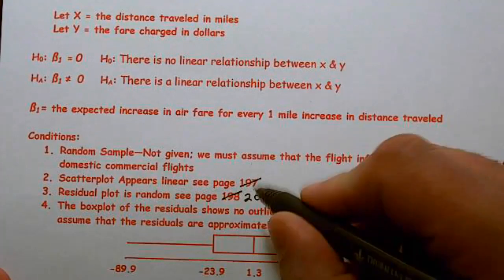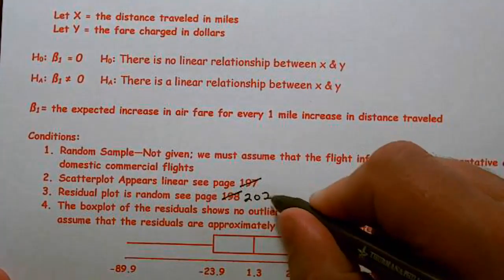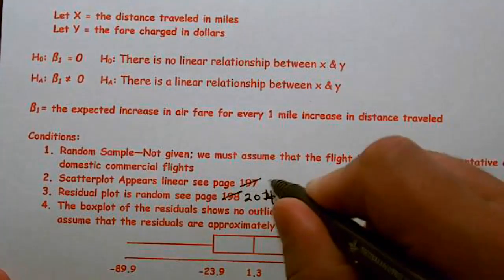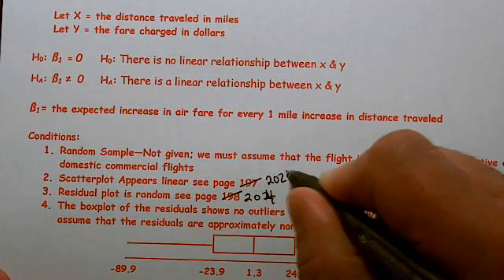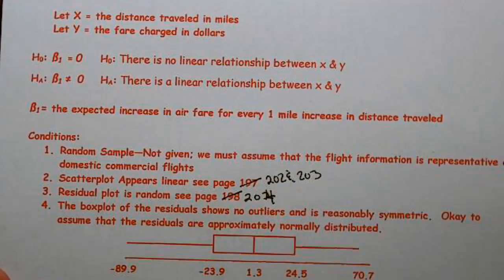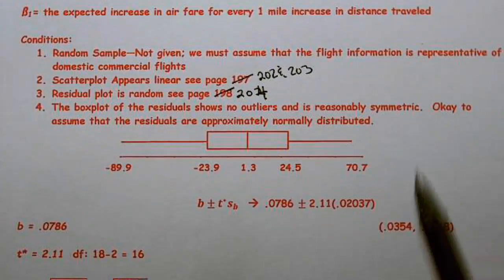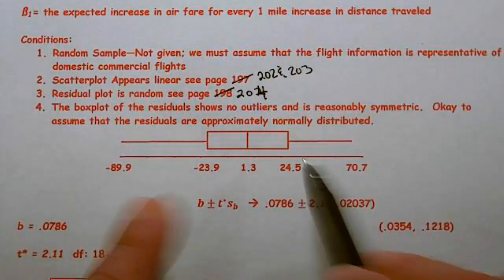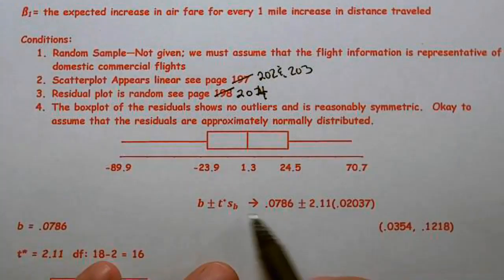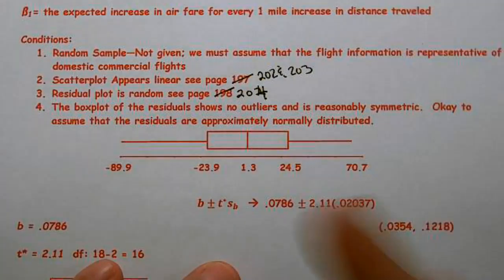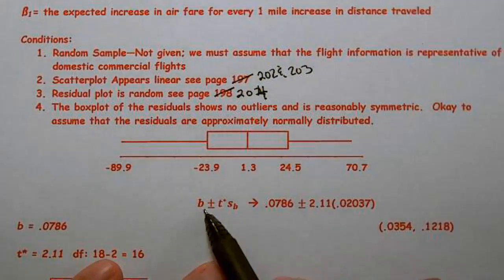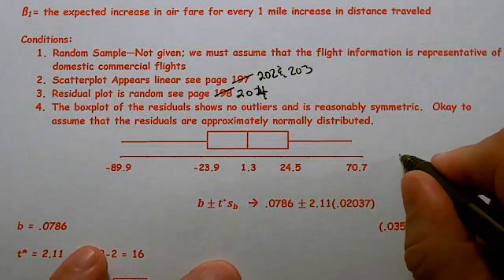So I need to change these numbers real quickly. This is page 204, and this is 202 and 203. Walk through how to do that. So we've already gone through the conditions. We've already done all of that. What we haven't done is actually write the equation down for the confidence interval for slope.